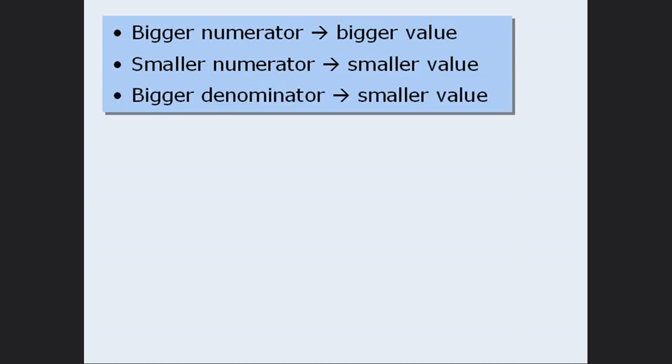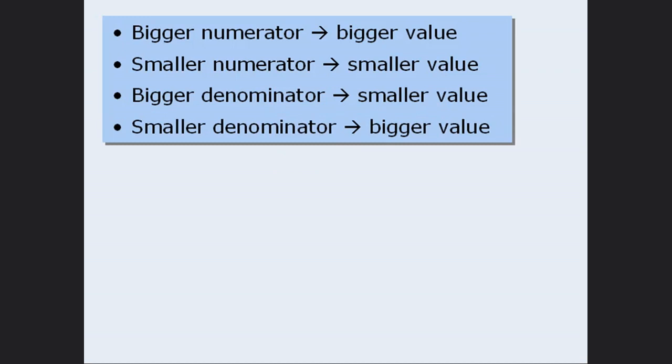Now what about changing the denominator? Well, if we take a fraction and make its denominator bigger, the result is a decrease in the value of that fraction. For example, if we take the fraction 12 over 3 and increase the denominator to 4, the value of the fraction decreases. In other words, 12 over 4 is less than 12 over 3. Conversely, if we take a fraction and make its denominator smaller, the result is an increase in the value of that fraction. Okay, let's try a few examples.